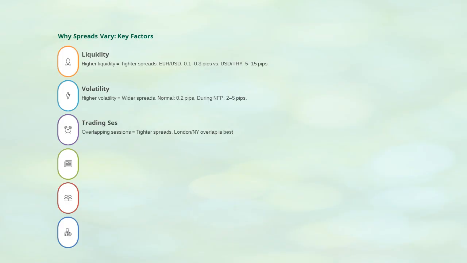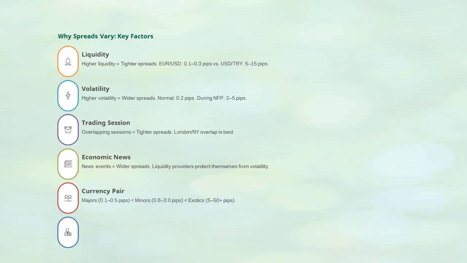Trading session matters. During the London-New York overlap, when two major financial centers are open simultaneously, liquidity is at its peak and spreads are tightest. During the Asian session, spreads on European pairs are wider. Economic news is a major factor. Spreads typically widen 15 to 30 minutes before a major release and normalize 15 to 60 minutes after. Currency pair type determines baseline spreads. Majors are tightest, minors are moderately wider, and exotics are widest. Broker type matters. ECN/STP brokers typically offer tighter spreads than market makers because they pass through interbank pricing.